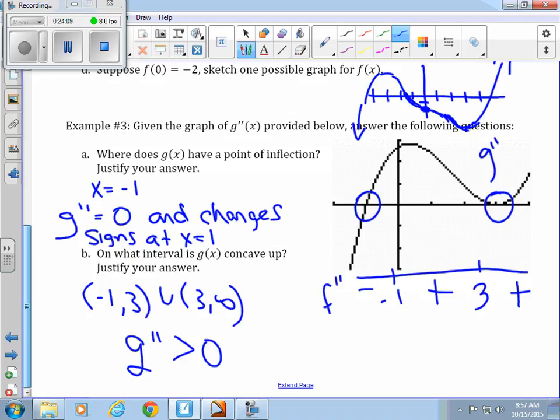Okay. Why choose? Look. What is this graph of? Okay, this is the second derivative. I want to know when G is concave up. That's when the second derivative is positive. So this is positive when it's above the x-axis. You see that?